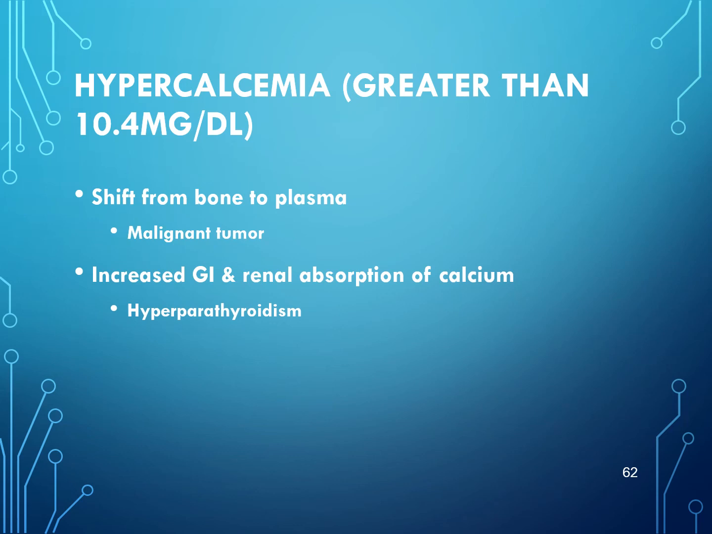We can also have increased GI and renal absorption of calcium. This can be due to hyperparathyroidism, which is again often a malignancy. This has the increased hormones causing increased calcium by drawing calcium from the bones and increasing absorption in the intestines and kidneys. Okay, we can have false high levels from excessively tight tourniquets, prolonged blood draws, or dehydration, or also low phosphorus.